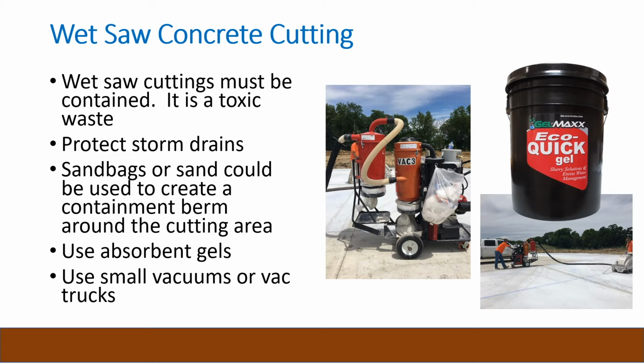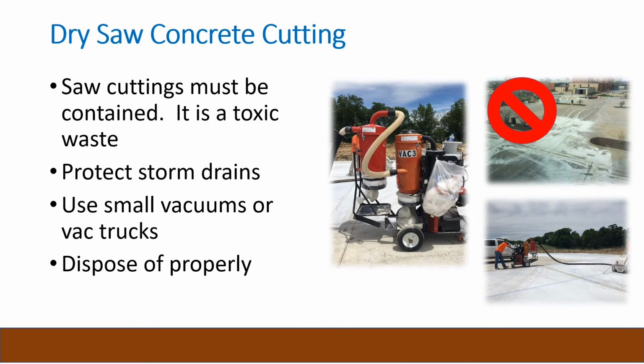Absorbent gels can be used to convert the liquid waste to a solid that has a neutral pH. Small vacuums, as shown in the photo, can be used to vac up the waste, or vac trucks, usually owned by the city, can be used to contain the waste. Dry saw cuttings are also toxic waste, and there are new OSHA requirements for containment. Make sure to protect all storm sewer intakes and vacuum up the residue. Dispose of both wet and dry saw cuttings according to local solid waste requirements.